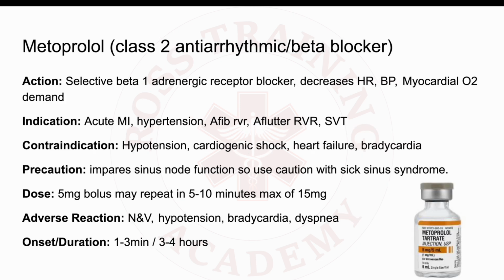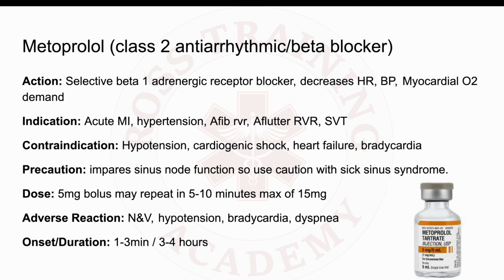Metoprolol, it's a class 2 antiarrhythmic or a beta blocker. It's a selective beta 1 adrenergic receptor blocker. It decreases the heart rate, blood pressure, and then myocardial oxygen demand. So you're going to use it for an acute MI, hypertension, AFib RVR, A-flutter RVR, and then even SVT.